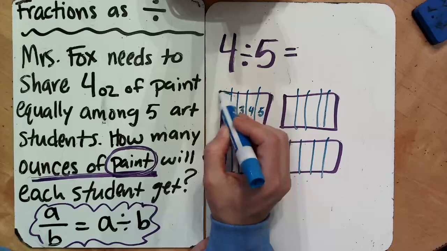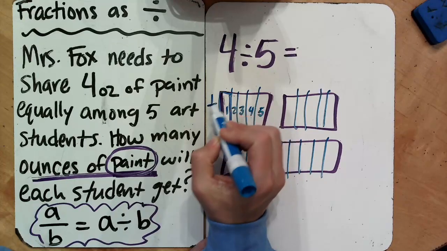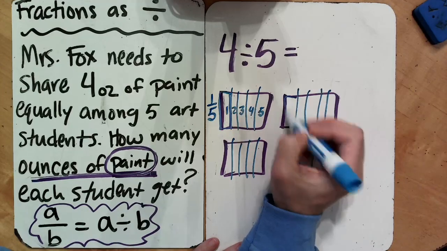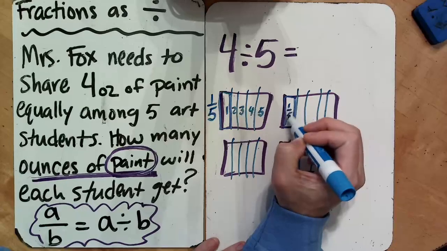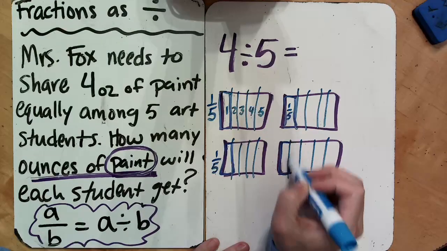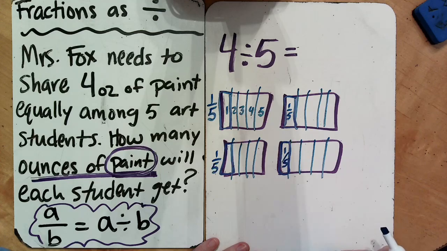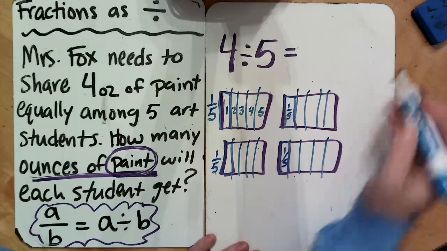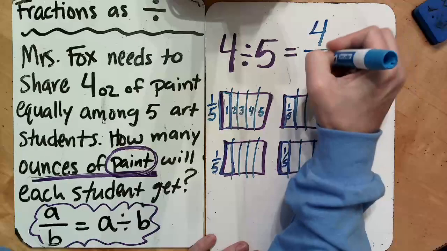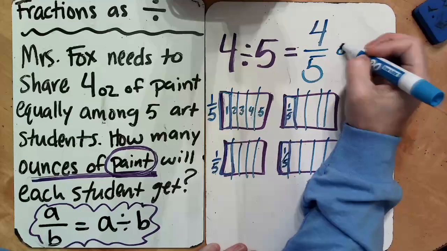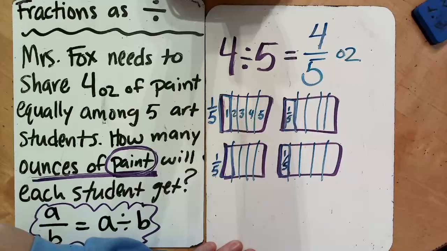But if I look at this, kid number 1 gets 1 piece of 5 in this ounce of paint. He also gets 1 piece of 5 in this ounce of paint, 1 piece of 5 in this ounce of paint, and 1 piece of 5 in this ounce of paint. Therefore, the student is going to get 1, 2, 3, 4 pieces of 5. They're going to get 4/5 of an ounce of paint.